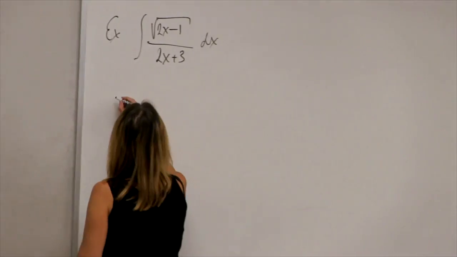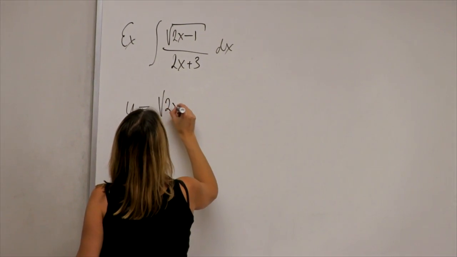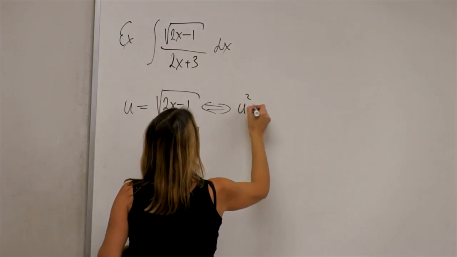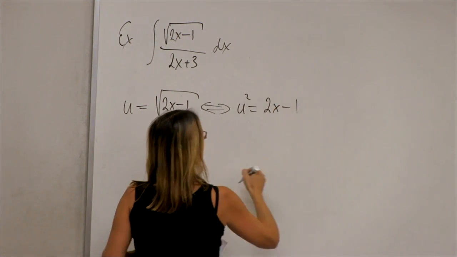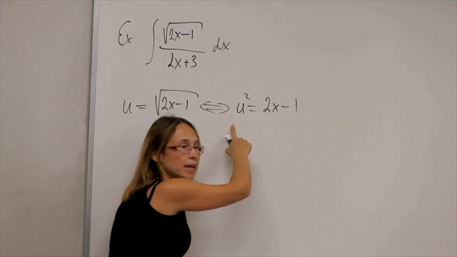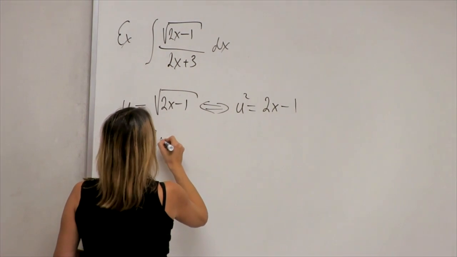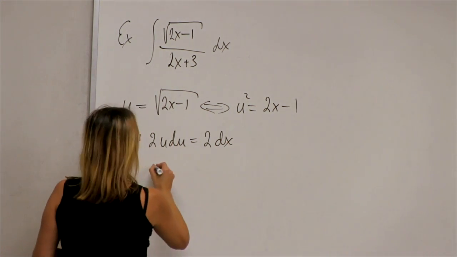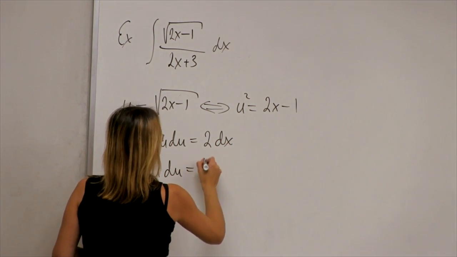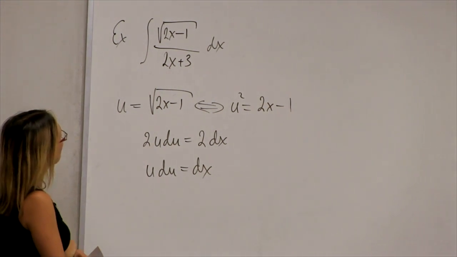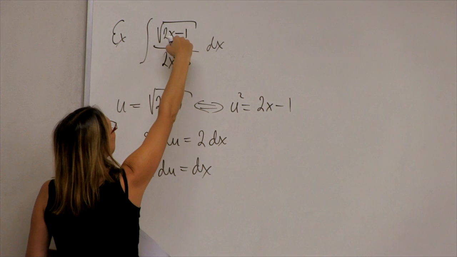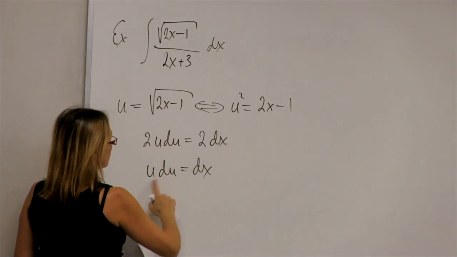Let's say that u is 2x minus 1, which means that u squared is 2x minus 1. And now this is better to differentiate. I say 2u du is 2 dx, or I divide by 2, I get u du equals dx. So this is kind of nice because I have the radical is u, dx is u du.